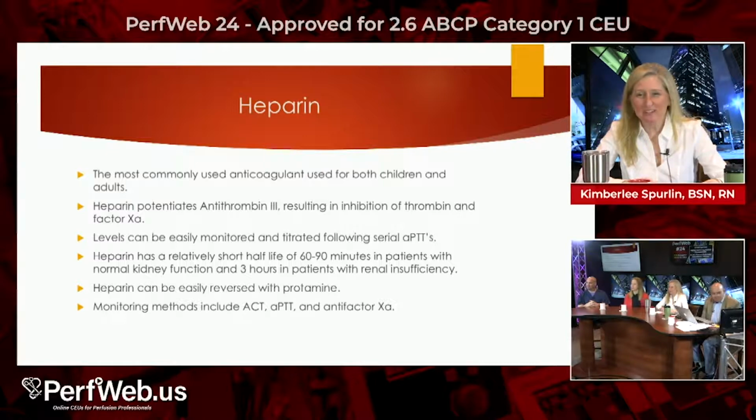So just a little bit about heparin. Again, it's the most commonly used anticoagulant for both children and adults. It potentiates antithrombin III, resulting in inhibition of thrombin and factor Xa. Levels can be easily monitored and titrated following serial activated PTTs. It has a very short half-life, 60 to 90 minutes in patients with normal kidney function, and can be as long as 3 hours in patients with renal insufficiency. It's the only one that has a reversible agent with protamine, and monitoring methods include ACT, aPTT, and anti-factor Xa.